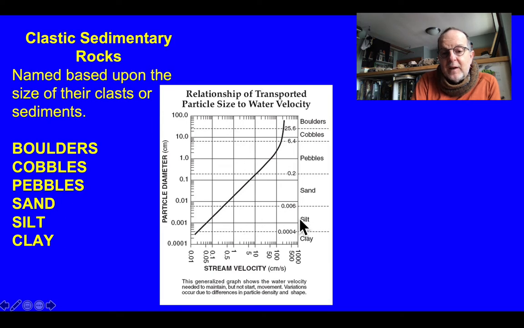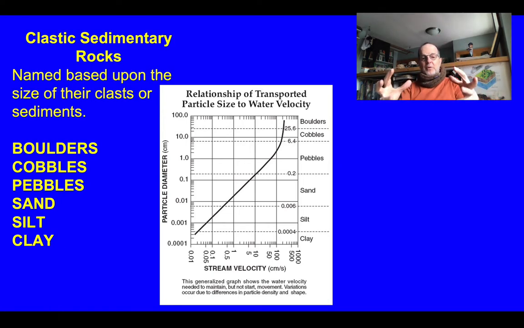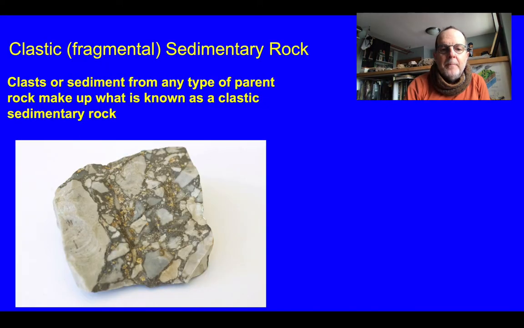These are silt-sized sediments. 0.006 to 0.2, sand-sized sediments. 0.2 to 6.4, pebbles. 6.4 to 25.6 centimeters in diameter, cobbles. And finally, anything over 25.6 is a boulder. And that's only about that big. So boulders are something you can probably carry in your hand, and then of course things that you couldn't possibly carry.